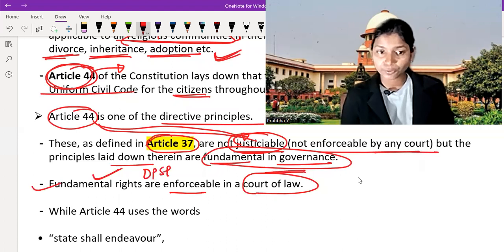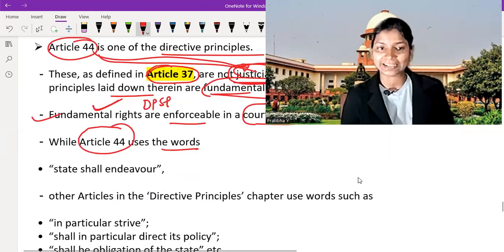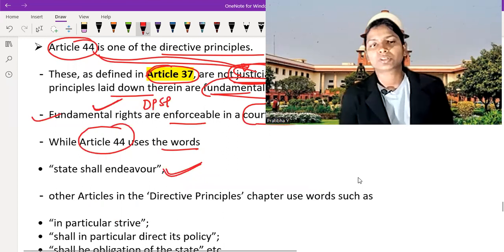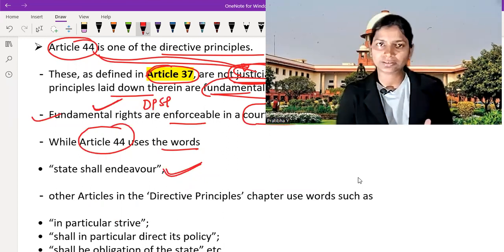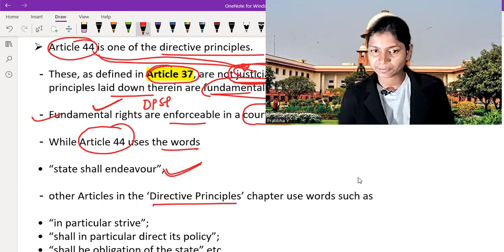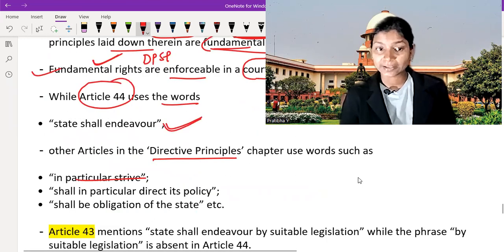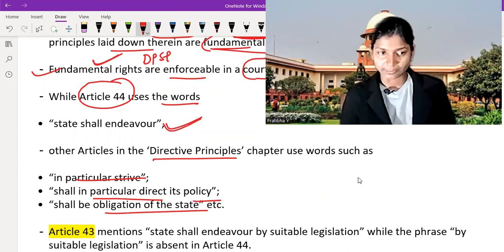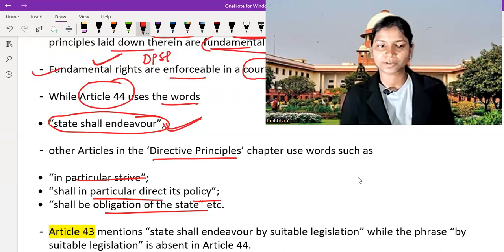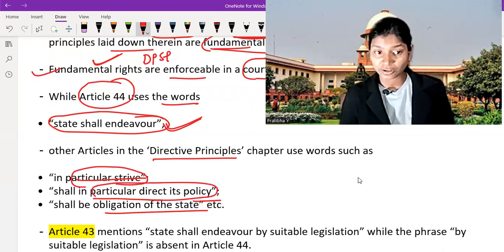While Article 44 uses words like state shall endeavor to, you can say the state shall endeavor to do its task, to perform this activity. Other articles in the Directive Principles chapter use words such as in particular strive, shall in particular direct its policy, shall be the obligation of the state. So remember these catchy words. In Article 44, it talks about the state shall endeavor, but in other DPSP articles it talks about in particular strive, particular direct its policy, obligation of the state.